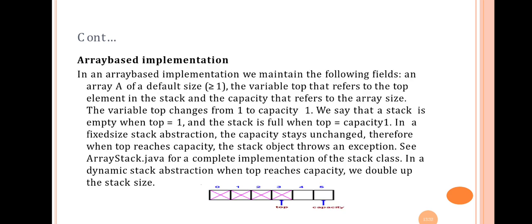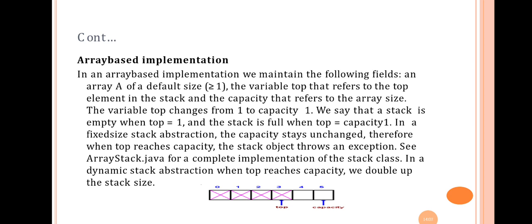Next, array-based implementation. In an array-based implementation, we maintain the following fields: an array A of default size greater than or equal to 1, the variable top that refers to the top element in the stack, and the capacity that refers to the array size. The variable top changes from -1 to capacity - 1. We say that a stack is empty when top is equal to -1, and the stack is full when top is equal to capacity - 1.